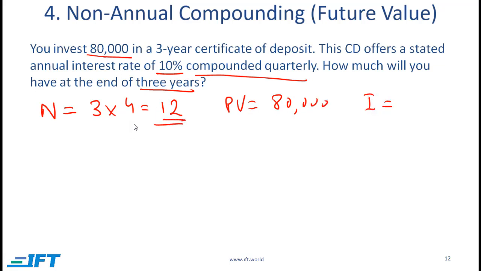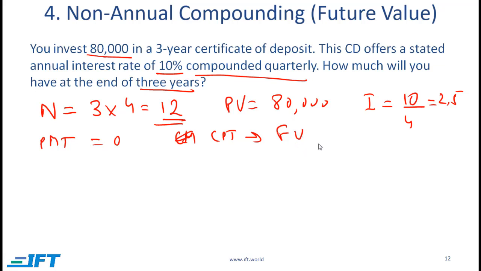If we are using 12 periods, then we need to look at the interest rate for each period. The stated annual rate is 10%, which means that the interest rate per period must be 10 over 4, which is 2.5. The payments here are 0. You can then simply compute the future value. The answer you should get using your calculator is 107,591.